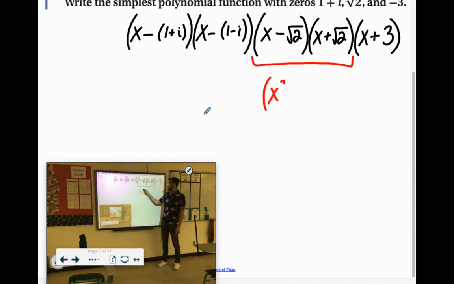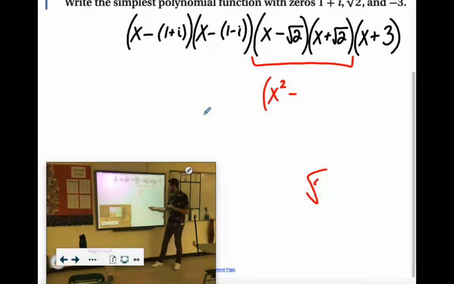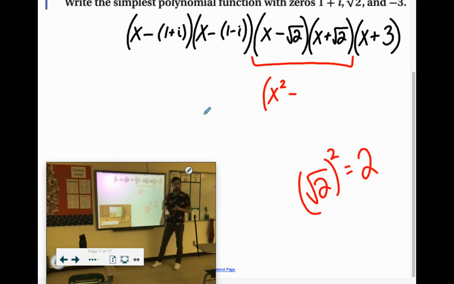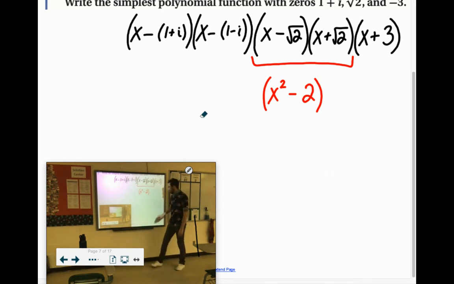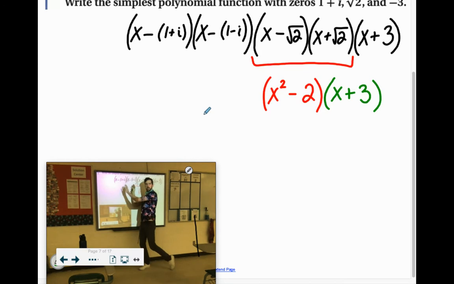x times x is x squared. You always put a minus, and then you square the last term. The square root of 2 squared would just be 2, right? Those are inverse operations, square rooting and squaring. So it'll just say x squared minus 2. Or you can FOIL all that out, and you'll still get x squared minus 2. We're going to multiply that by this x plus 3 right now, and then we'll deal with the madness.